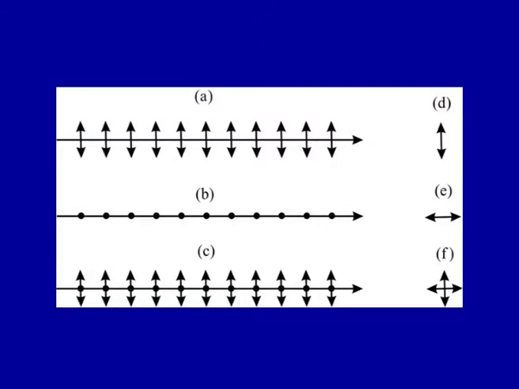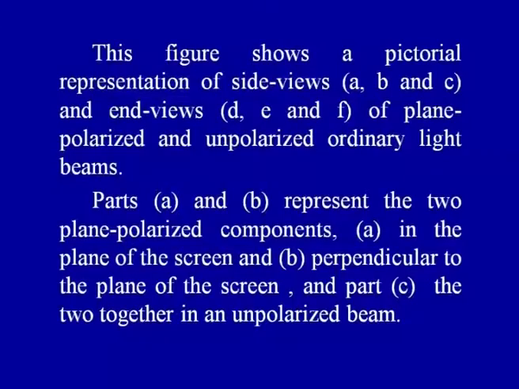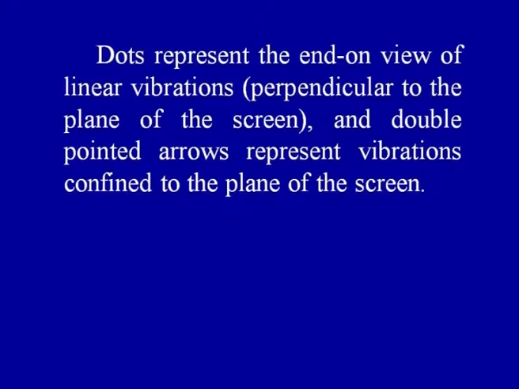There is another convenient way of picturing these vibrations. This figure shows a pictorial representation of side views A, B and C, and end views D, E, F of plane polarized and unpolarized ordinary light beams. Parts A and B represent the two plane polarized components, A in the plane of the screen and B perpendicular to the plane of the screen. In part C, the two together make an unpolarized beam. Dots represent the end-on view of linear vibrations perpendicular to the plane of the screen, and double pointed arrows represent vibrations confined to the plane of the screen.